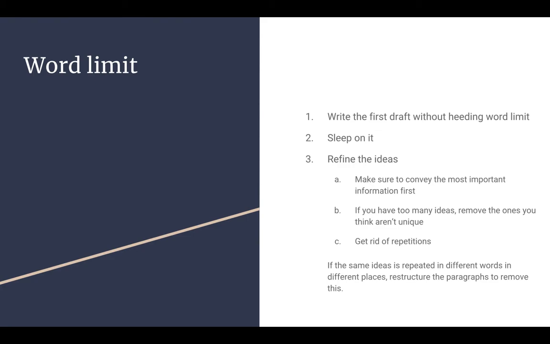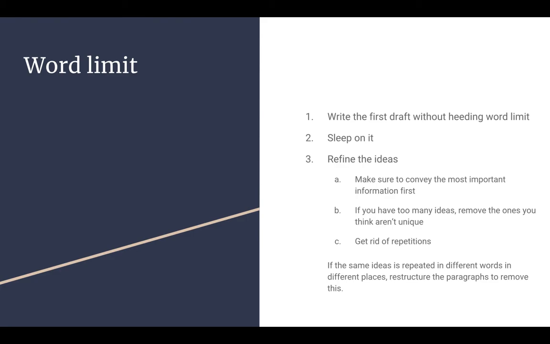Then you want to focus the essay on the first one, convey that first and give as much information about it as possible, and then roughly maybe you could do a 70-30 distribution between the two ideas to write down the words. But if you have too many ideas, try to remove some of them. That's the easiest way to cut down a large chunk of words.